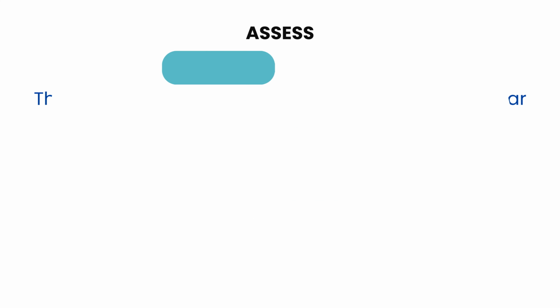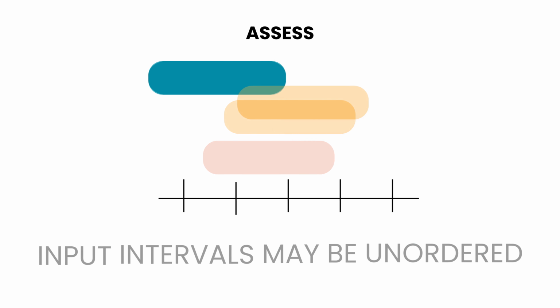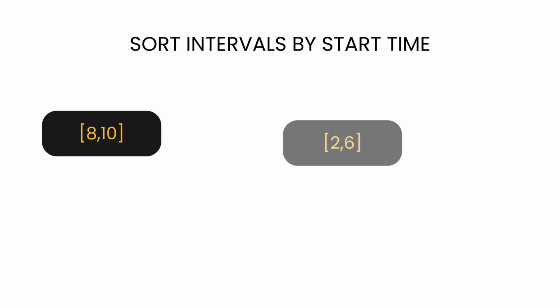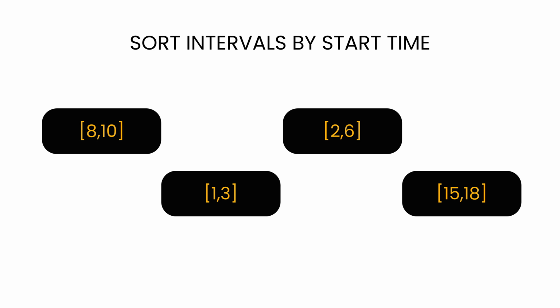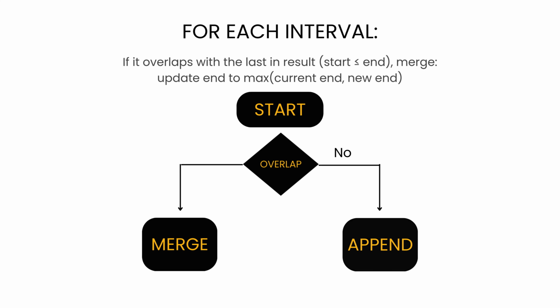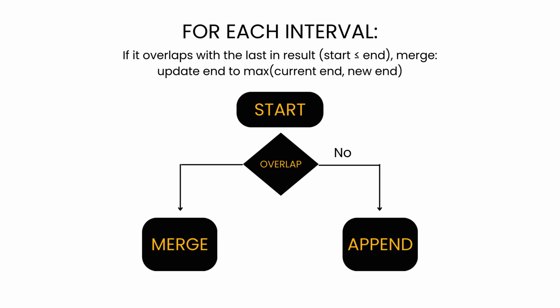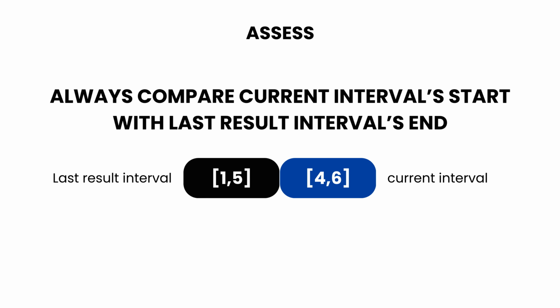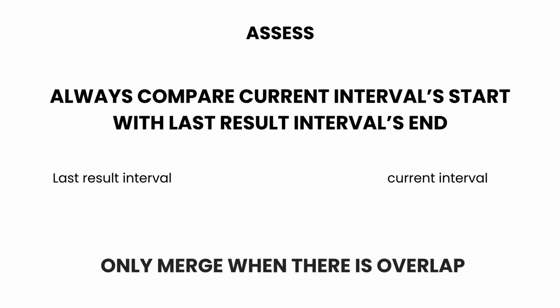What's tricky? Input intervals may be unordered. Overlaps may cascade. Merging two can create new overlaps. Sorting first is essential. Sort intervals by start time. Initialize a result list with the first interval. For each interval, if it overlaps with the last in result, start less than or equal to end, merge, update end to max of current end and new end. If it doesn't overlap, add it as a new interval to result. Let's clarify. Always compare the current interval's start with the last result interval's end. Only merge when there is overlap.